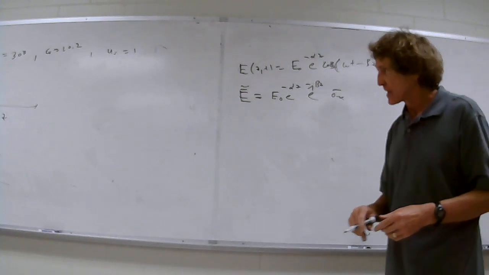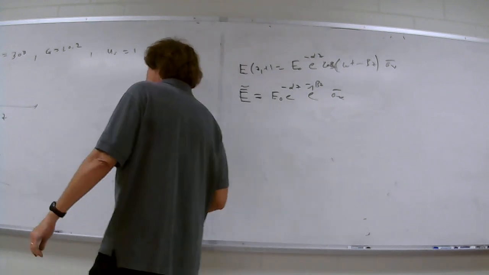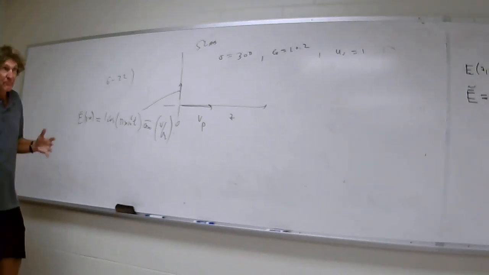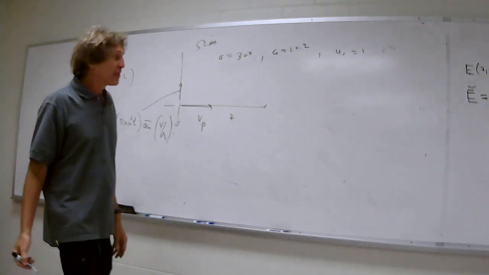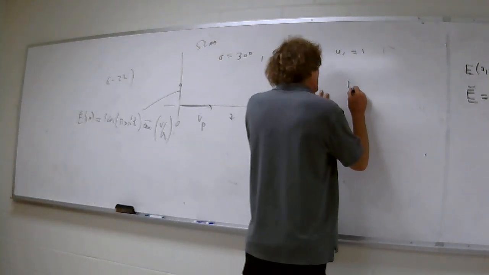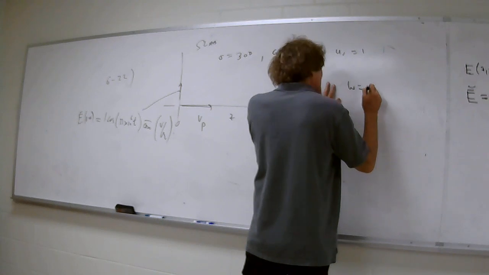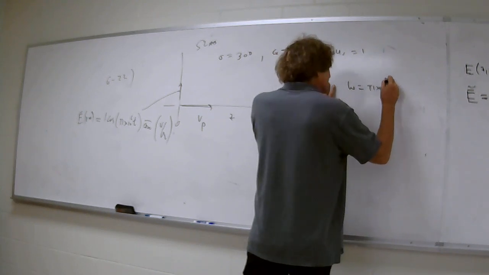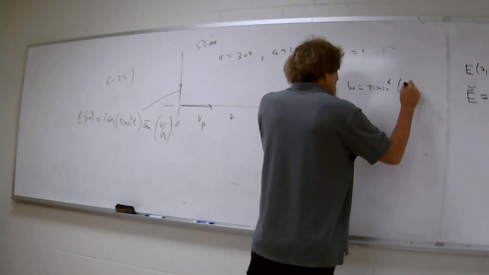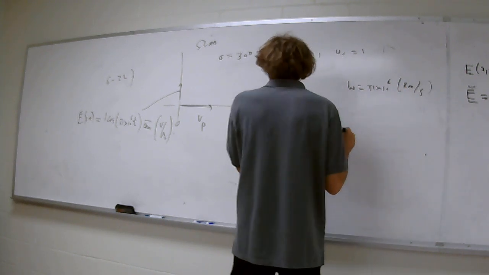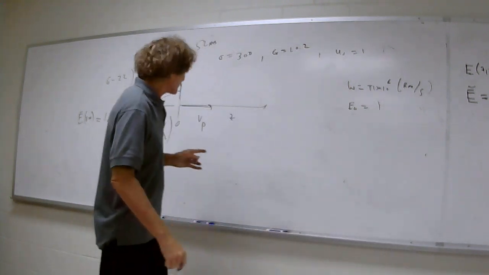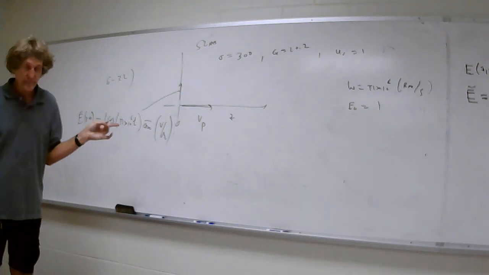Next, by inspection, just look here. What is omega? Pi times 10 to the 6th. So we know omega right off the bat: omega is equal to pi times 10 to the 6th radians per second. We also know what E naught is, don't we? 1. Look at the coefficient, it's 1.